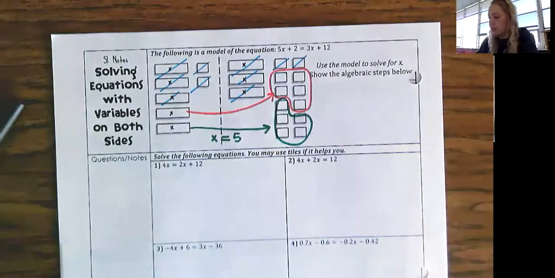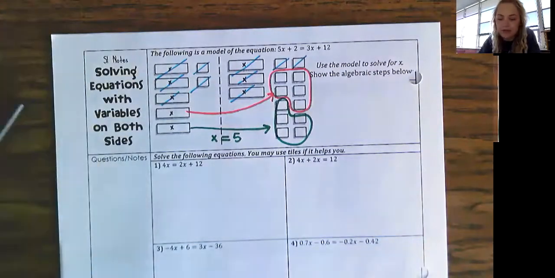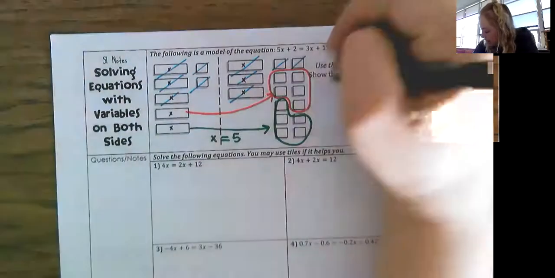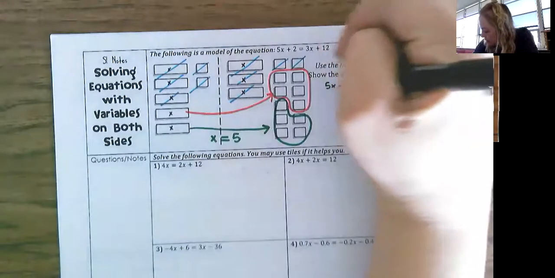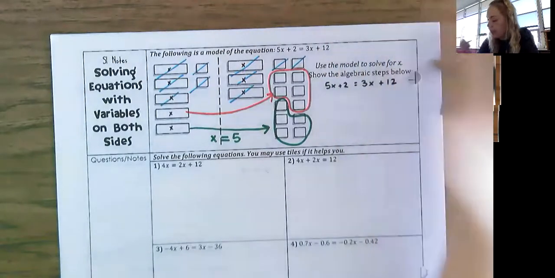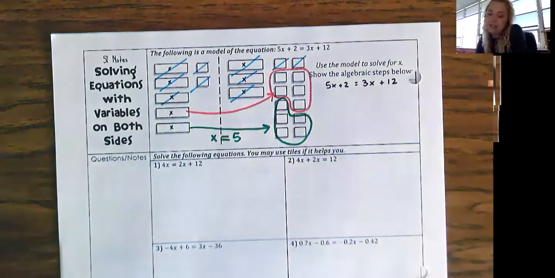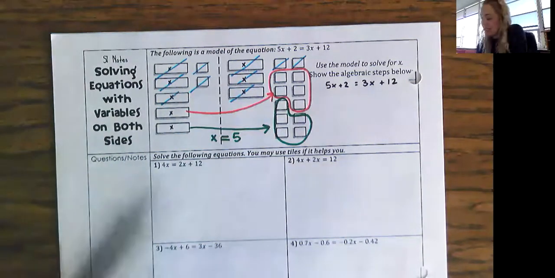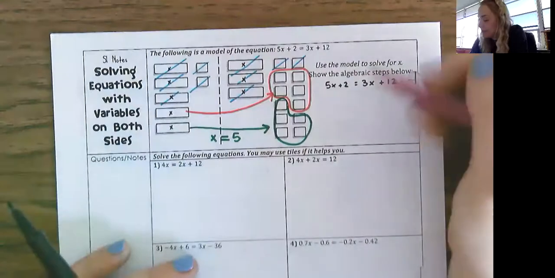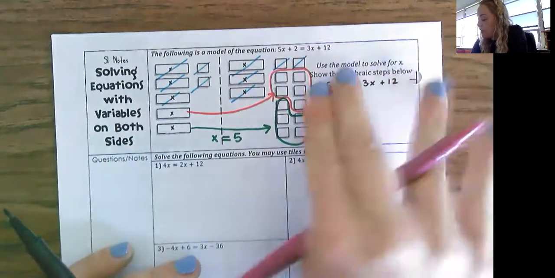Now over here on this side, I'm going to show the work algebraically, how we do in a regular math problem. So if I had 5x plus 2 equals 3x plus 12, the first thing that I always do on these sorts of problems, and we talked about this in the 8th grade, is I try to get all the x's on the same side after I've distributed and combined like terms, which this doesn't have any distribution. I don't have to combine like terms on the left or the right.